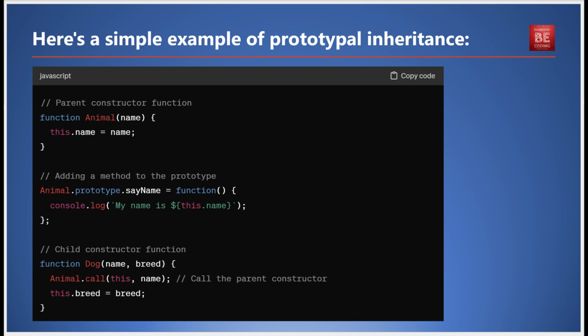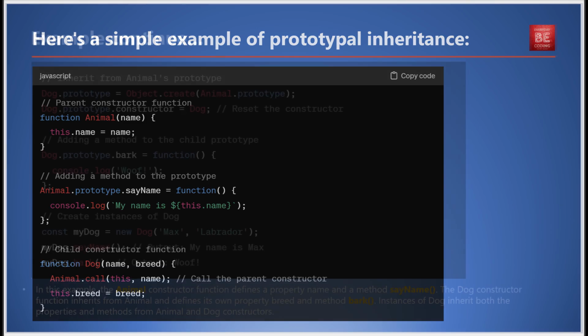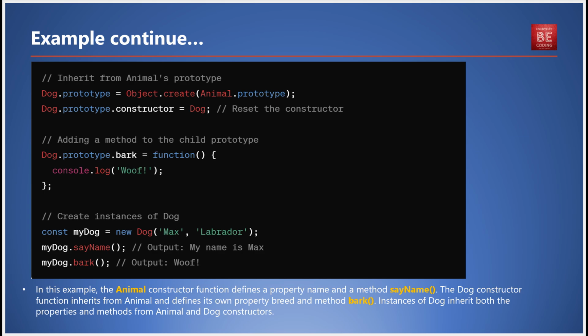Consider two constructor functions, Animal and Dog. Animal is our parent constructor function, and Dog is our child constructor function. We add a method sayName to Animal's prototype. Then we make Dog inherit from Animal's prototype using Object.create. We also add a method bark to Dog's prototype. Now, when we create an instance of Dog, it can access both sayName from Animal and bark from Dog. This, my friends, is the magic of prototypal inheritance.